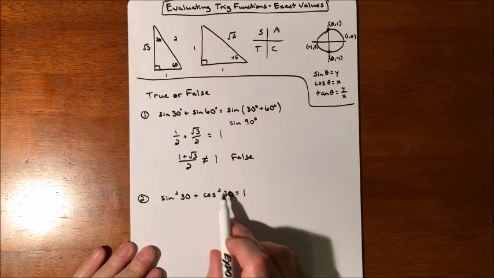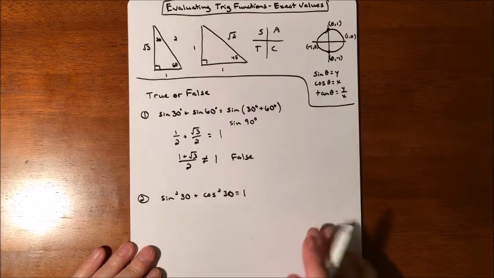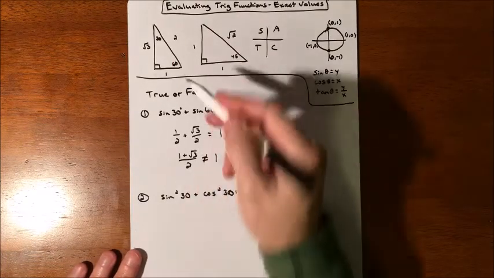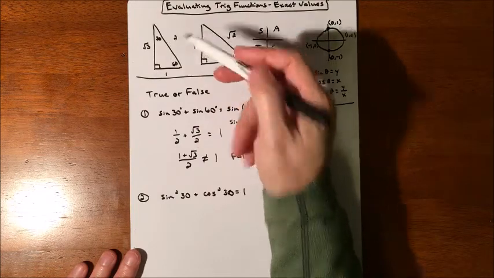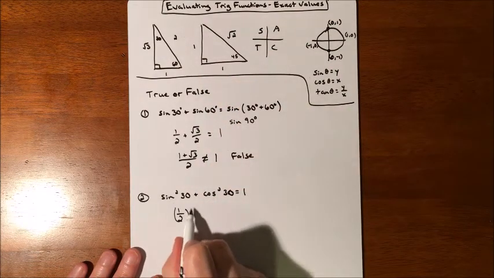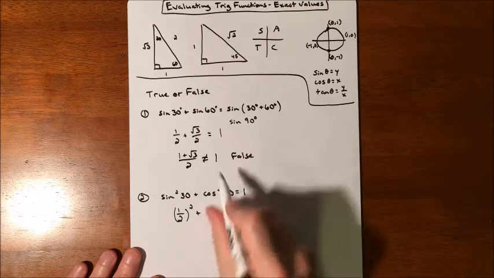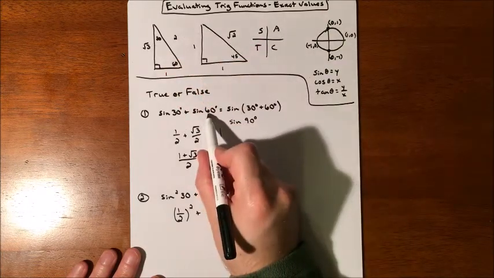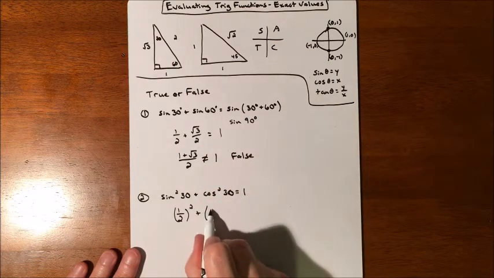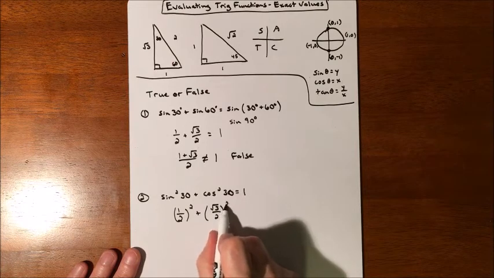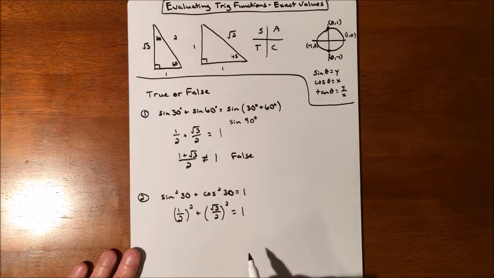All right, what if we take something similar where it's going to be sine squared of 30 degrees plus cosine squared of 30 degrees? Is there any possible way that that thing adds up to 1? Well, let's find out. Sine of 30 is 1 over 2. And then you're going to square it. Cosine of 30 is root 3 over 2, which actually is the same thing as sine of 60. They're co-functions. And you're going to square it. Does that add up to 1?